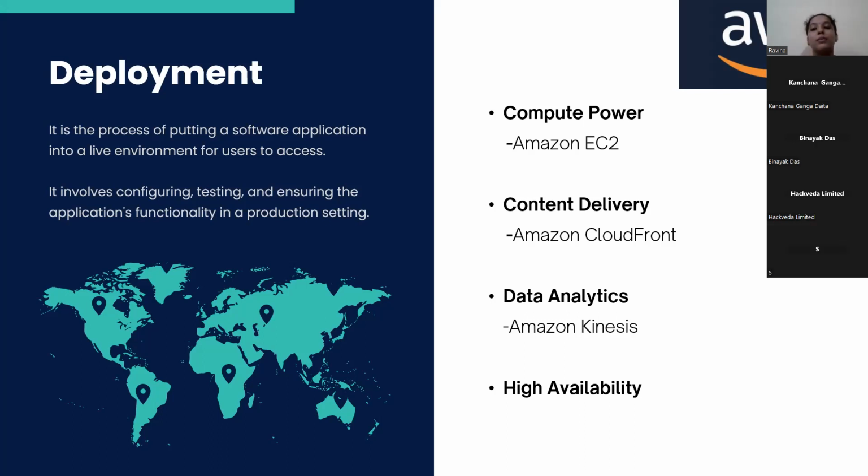Here comes the most important service of AWS, that is Amazon Kinesis Data Analytics. It takes in data and is used to analyze it. Then high availability. AWS provides us with multiple availability zones, and we pay only for what we use.